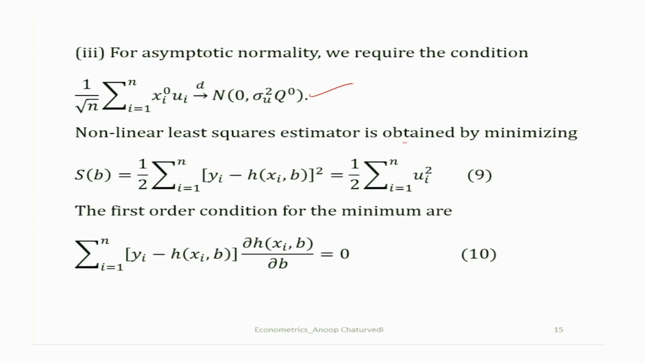Then the non-linear least squares estimator is obtained by minimizing S(b) equal to, we just take half here, summation I equal to 1 to n (y I minus h(x I, b)) whole square. So, this is the error sum of squares, and just for convenience we have taken half here, although it does not matter whether you take half here or not, and this is equal to 1 upon 2 summation u I square. Then for obtaining the first order condition, we differentiate it with respect to b. So, you get summation I equal to 1 to n, you get 2 here, so 2 will cancel out, and you get (y I minus h(x I, b)) del over del b h(x I, b) equal to 0.